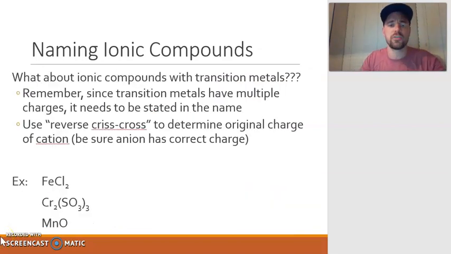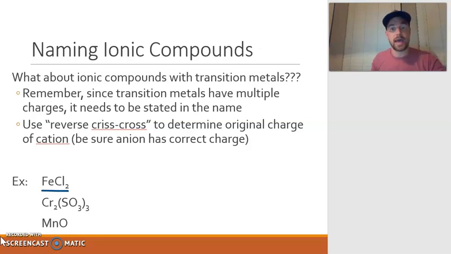Now, what happens if you're asked to name an ionic compound that has a transition metal in it? We have to put that Roman numeral, right? But how do you figure out what the charge is? We're going to need to do a little math. So let's take a look at some examples. If we take a look at this first compound here, let's name the ions.